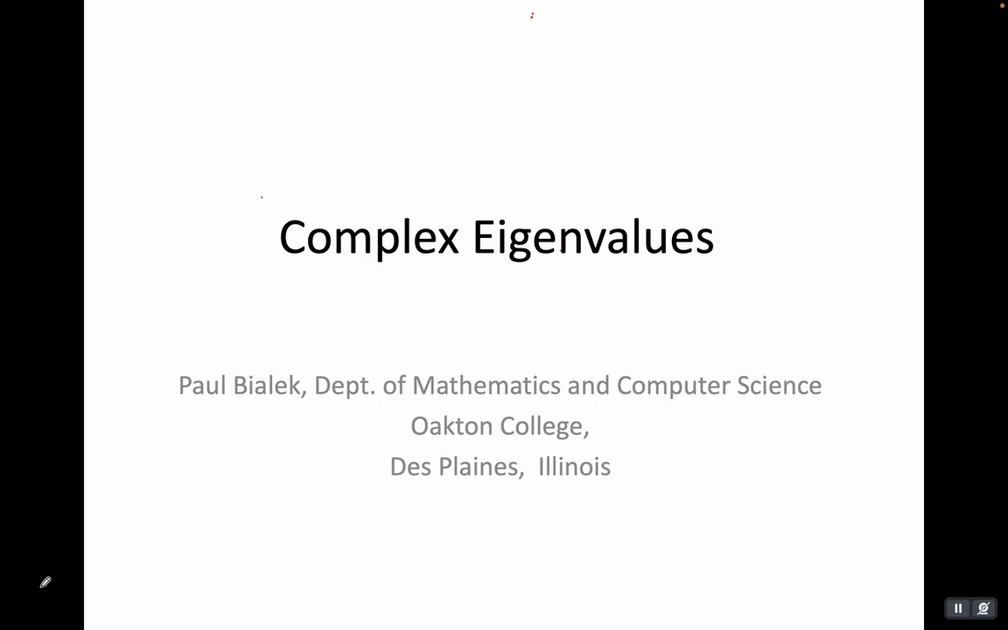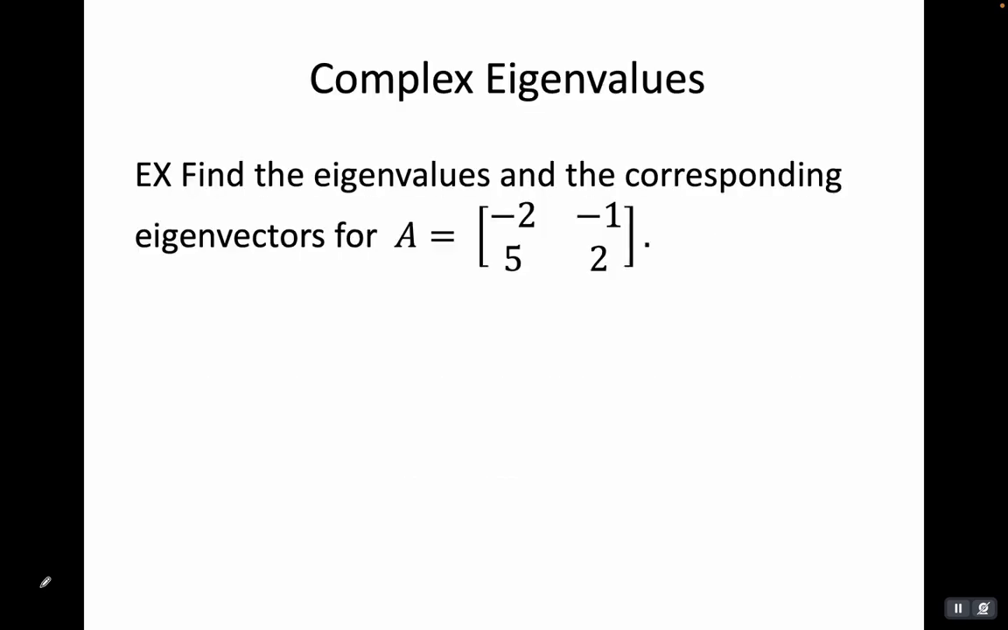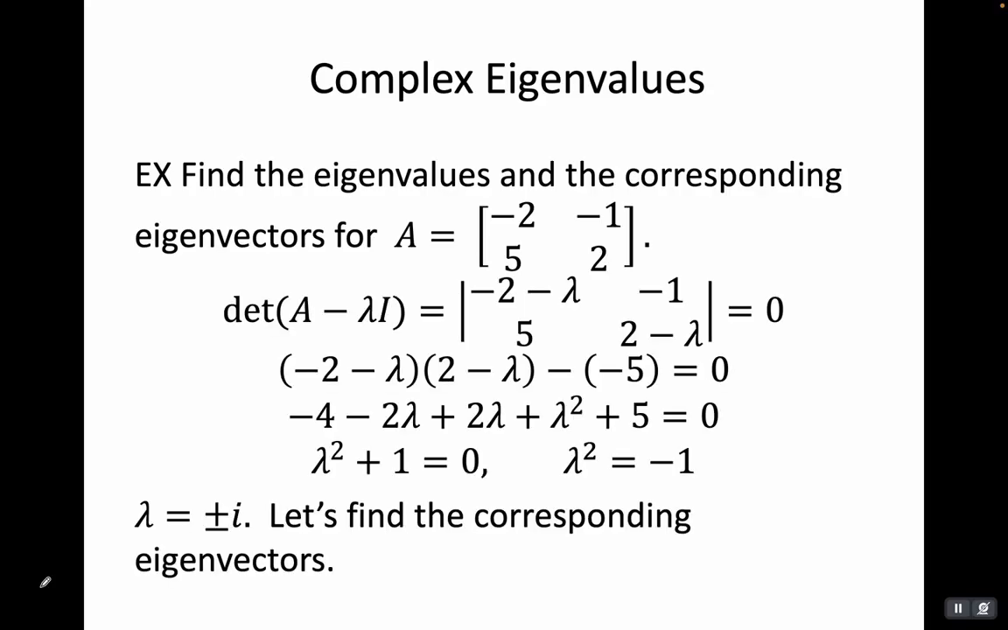Let's talk about complex eigenvalues. Find the eigenvalues and the corresponding eigenvectors for A equals [[-2, -1], [5, 2]]. We know how to do this. The determinant of A minus lambda I looks like this, and you set it equal to 0. So you're just subtracting lambdas from everything along the main diagonal.